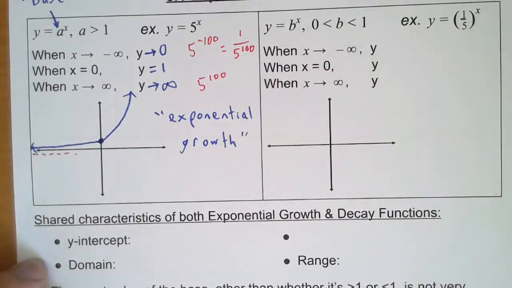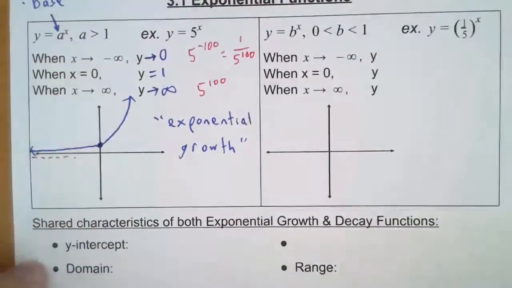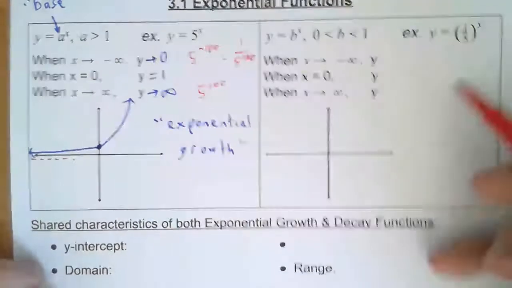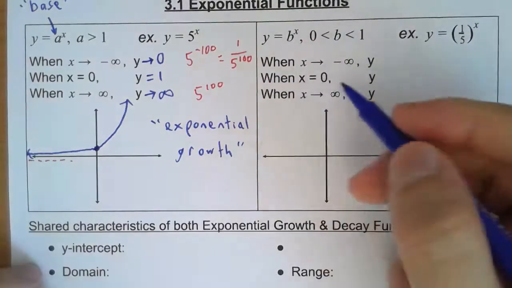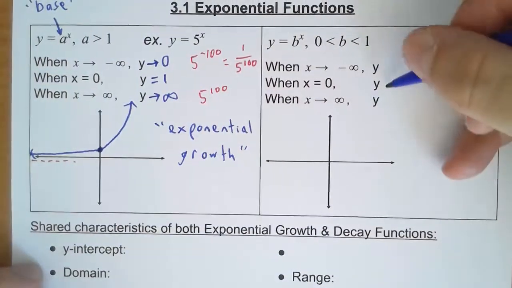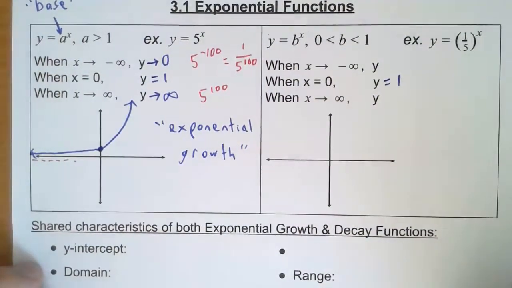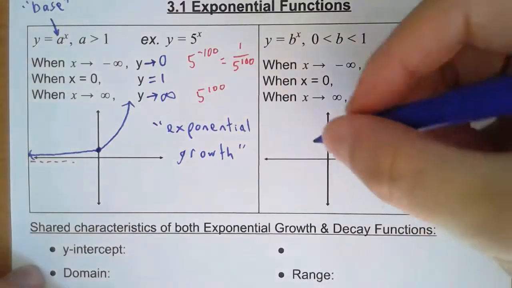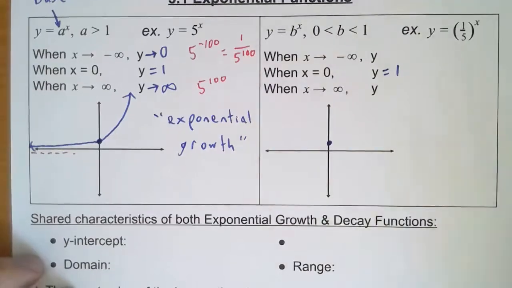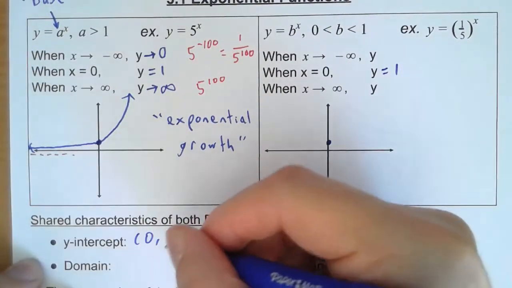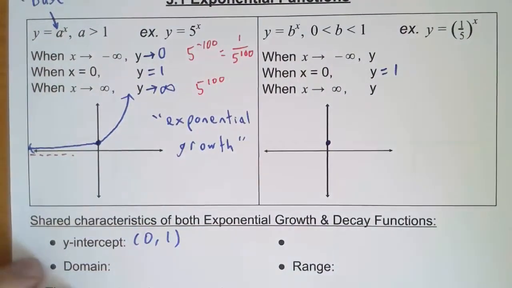What about if we have a base that's between 0 and 1? What if we have a base something kind of like 1/5? Okay, well, still we'll have the same y-intercept. When x equals 0, we'll still have y equaling 1, because anything to the 0 is 1. So both graphs have this y-intercept 0, 1.